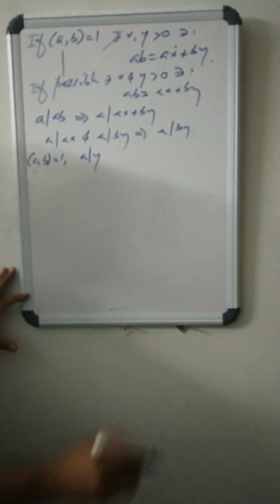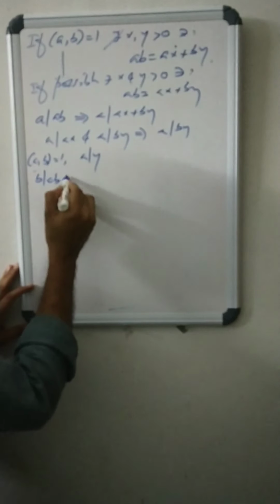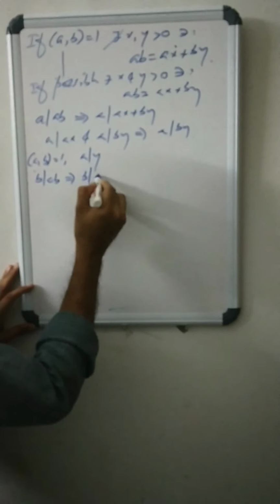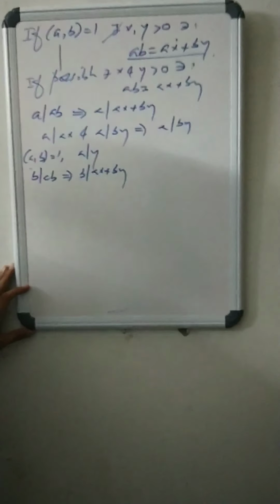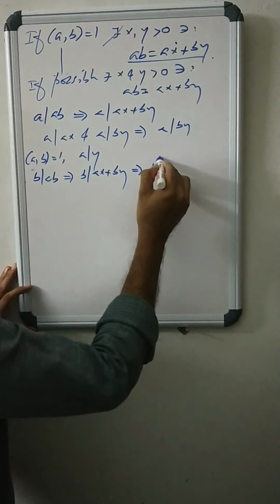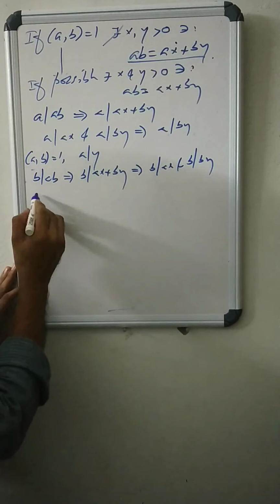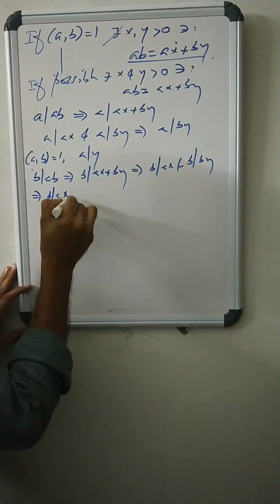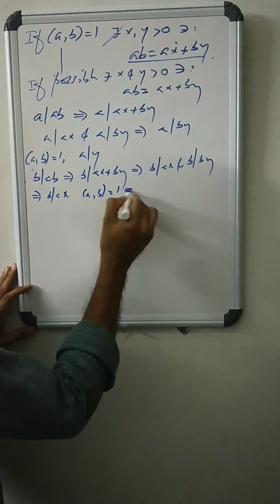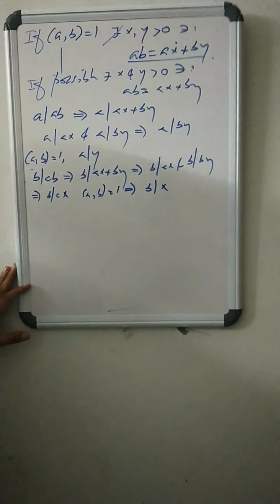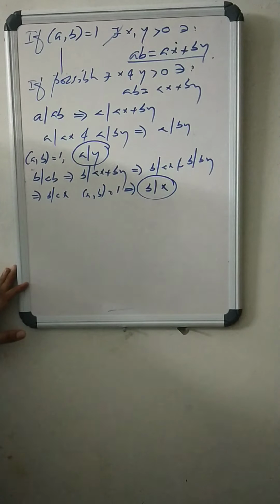Okay. Again, b divides ab. B divides ab means also b divides ax plus by, why? Because ab is this one. So that means b divides ax and b divides by. So b divides ax, but a and b are relatively prime, which means b divides x. So a divides y and b divides x.